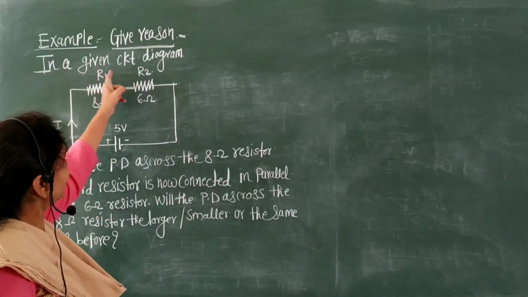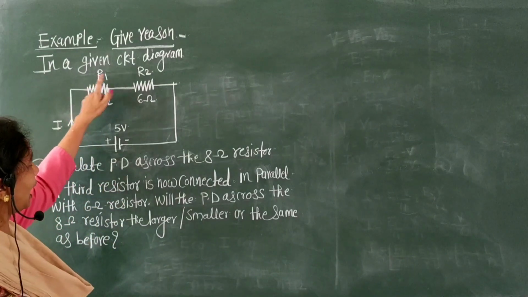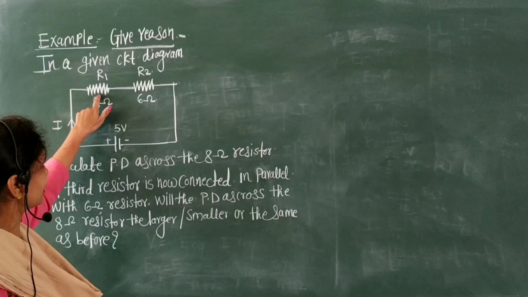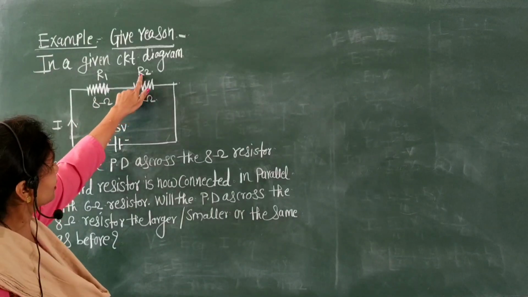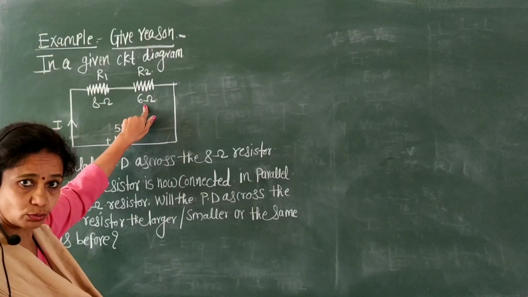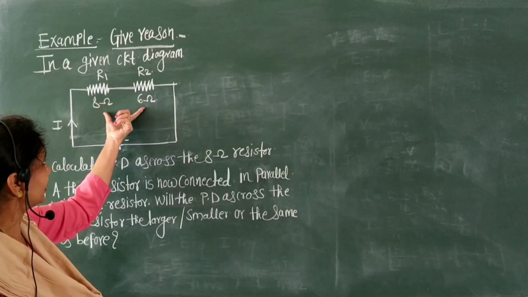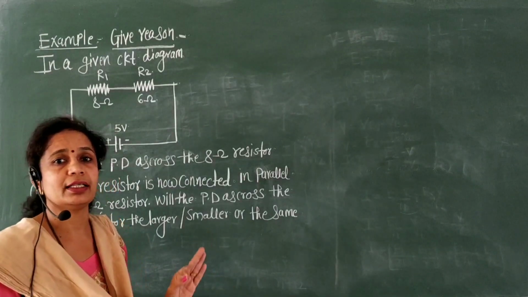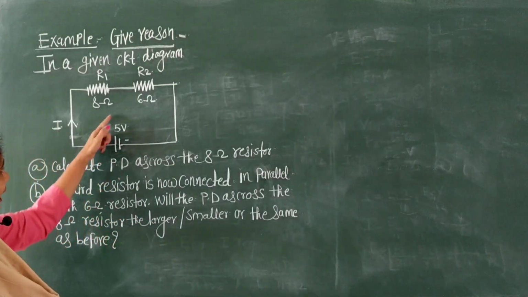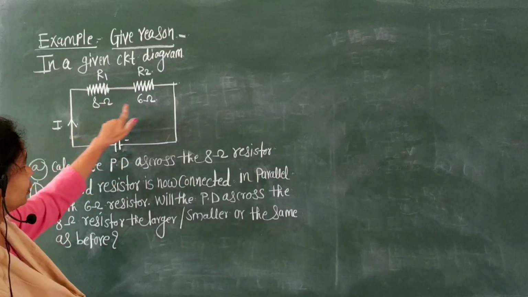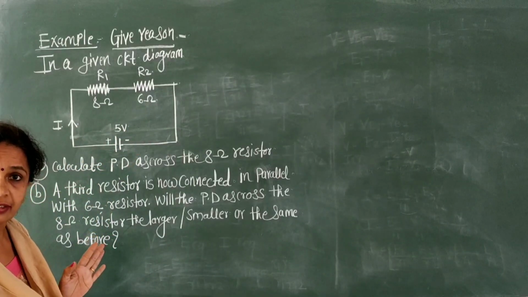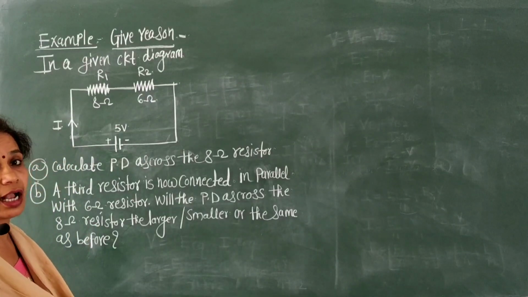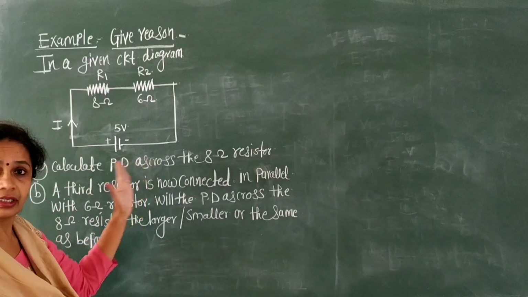In the given circuit diagram, R1 and R2 are connected in series. This is a resistor of resistance 8 ohm. This is a resistor of resistance 6 ohm. They are connected in series, and across them a 5-volt battery supply is connected. As the battery is connected through these resistances, current is flowing through the circuit. That current is I. This is the circuit diagram.